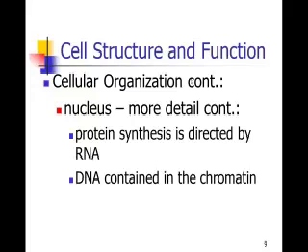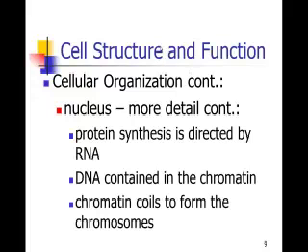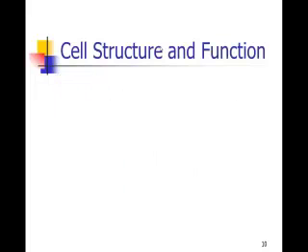And there is material within the nucleus called chromatin. This chromatin coils and condenses near the time of cell reproduction. And when it condenses, it's referred to as a chromosome. So they coil to form the chromosomes. Chromosomes are, I'm pretty sure most of you have heard of chromosomes.